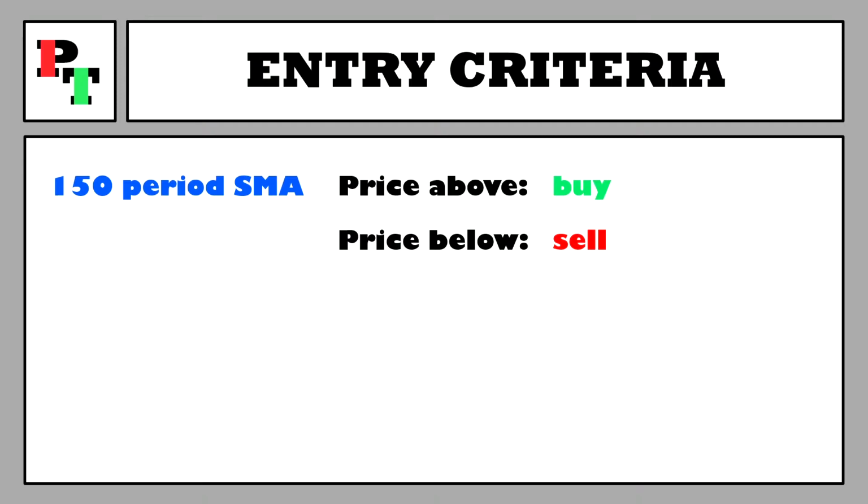For the rest of us, let's talk about our entry criteria from these indicators to get us into a trade. With our 150 period simple moving average, that is going to be the initial filter on our entries. So if the price is closed above the moving average, then we'll only be taking buy signals. And if it's closed below the average, then we'll only be taking sell signals.